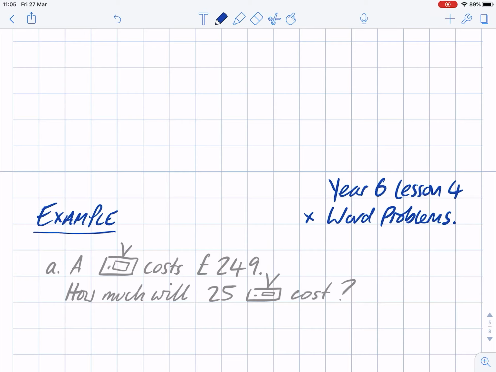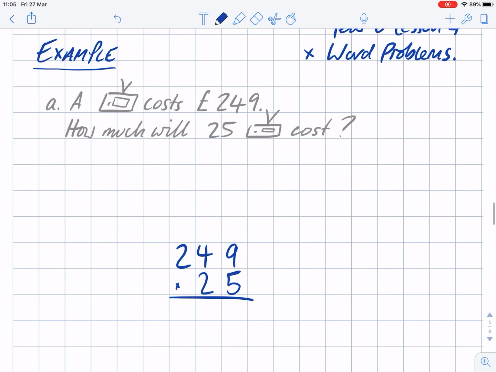So that's a TV, believe it or not. A TV costs £249. How much will 25 TVs cost? So hopefully you've recognised that the sum that you need to work out is 249, the price of one TV, multiplied by 25. So if we do that now together, I'm going to start, remember, at the bottom. So that 5, I'm going to go up to the 9, across to the 4, and then across to the 2. So 5 9s are 45.